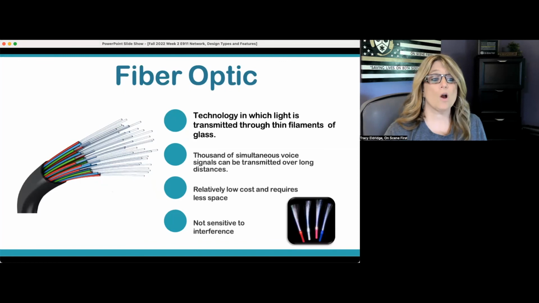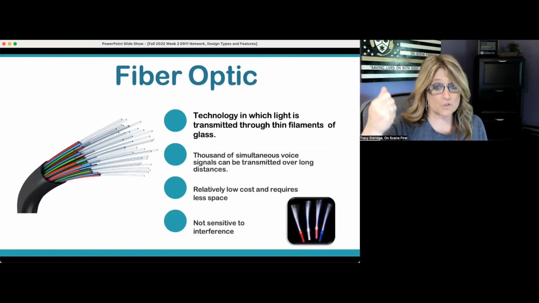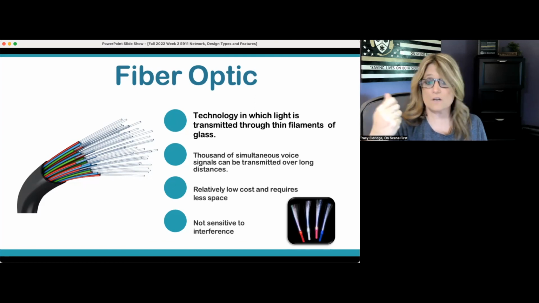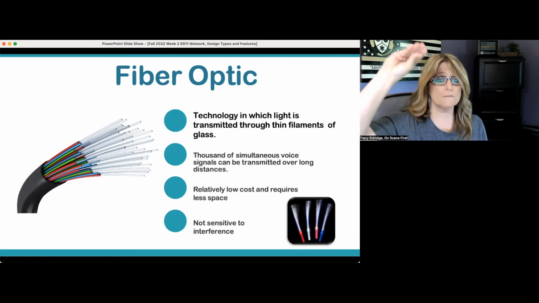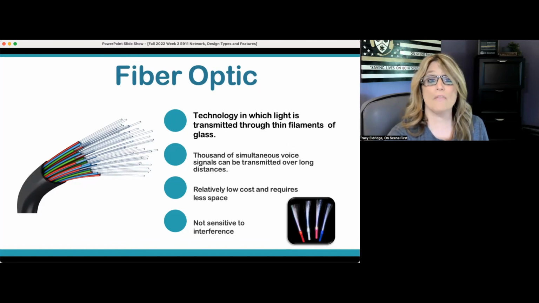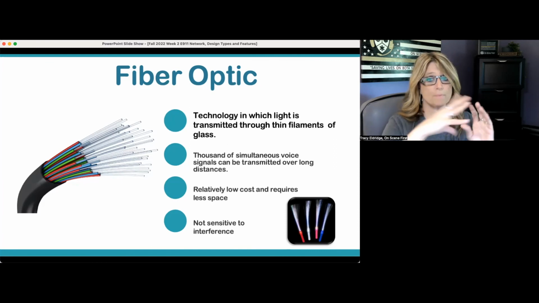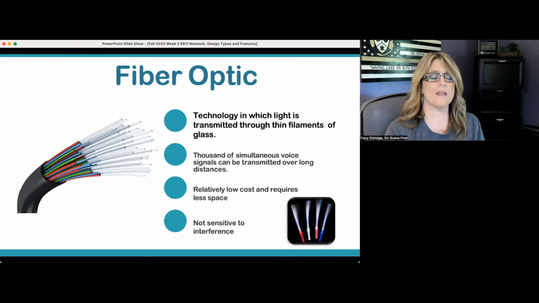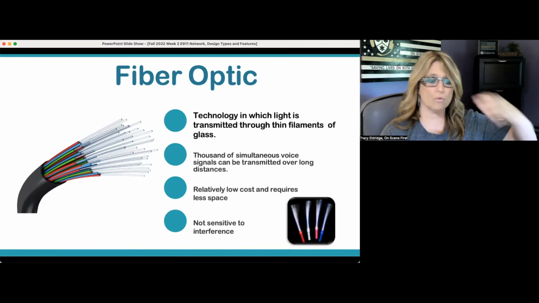Then there's fiber optic. As soon as I think of fiber optic, I think of those little things at the circus, or the 700 Christmas decorations my mom has in her house with the little filament with the light on the end of it. So that's the difference. You're going to think about that when you think of fiber optic. It is technology in which light is transmitted through thin filaments of glass. Okay, so visualize that fiber optic wand. It looks like pieces of glass, right? And then the light is coming through there.